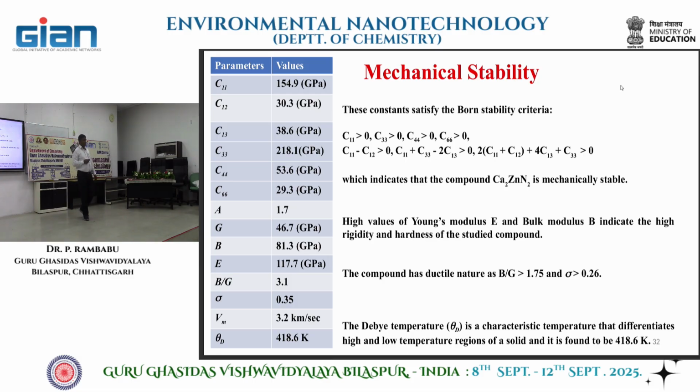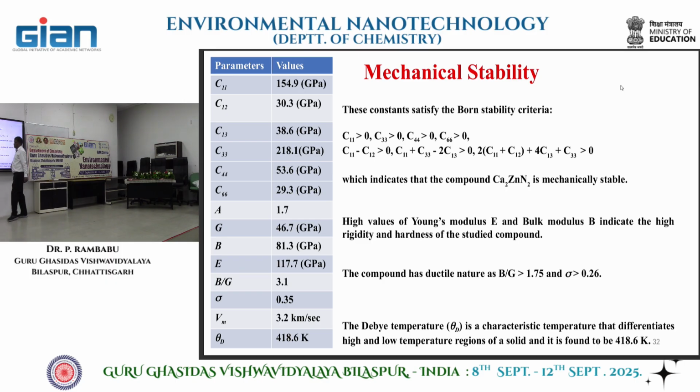Immediately after the optimization, I have to check for the stability. There are different types of stability: chemical stability, thermal stability, mechanical stability, dynamical stability. So I have checked a few. Whether the compound is mechanically stable or not can be ensured by the Born stability criteria, and for a tetragonal structure, the Born stability criteria are given by these expressions, and from the obtained elastic constants, all these criteria are satisfied, implying that the compound is mechanically stable.